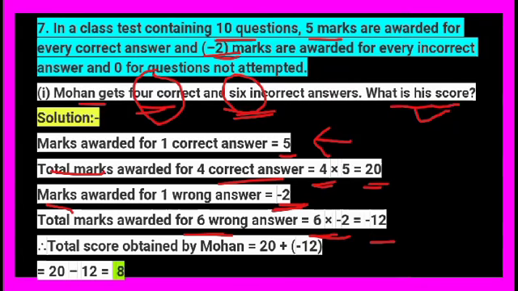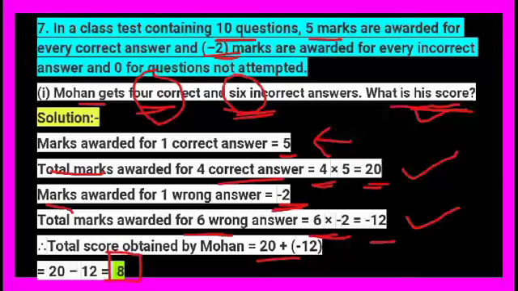Now we need to find his total score. So here we will do addition of correct marks and incorrect marks, right? So here we add 20 and -12. And 20 minus 12 is equal to 8. So Mohan's score is 8.